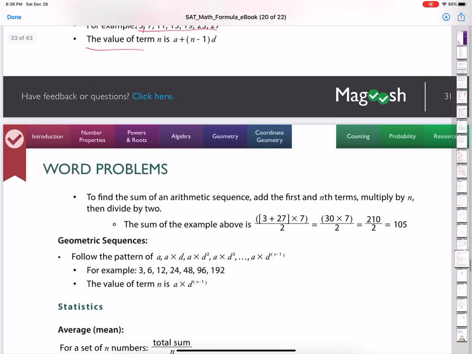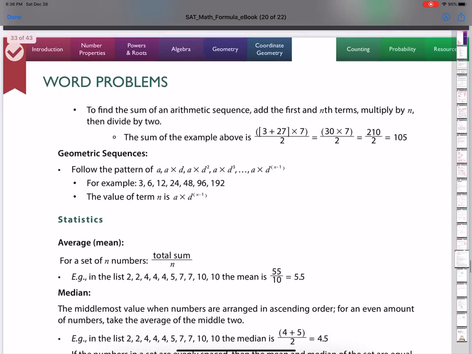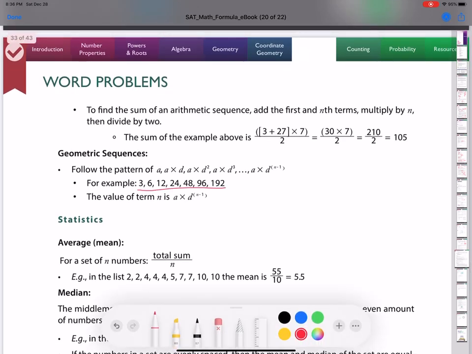What about geometric sequences? In a geometric sequence, you keep multiplying by a number, like times 2 each time. We call that the ratio R. R is 2 in this case. And how can you find the nth term of a geometric sequence? First term times R to the n minus 1 power. Just memorize 2 formulas: an of arithmetic sequences and an of geometric sequences.